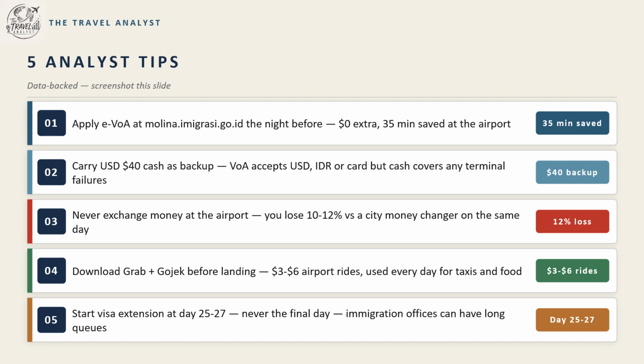Tip 4. Download Grab and Gojek before you land. $3 to $6 from the airport. You will use both apps every single day. Tip 5. Start your visa extension at day 25 to 27. Never the final day. Immigration offices have queues of their own.